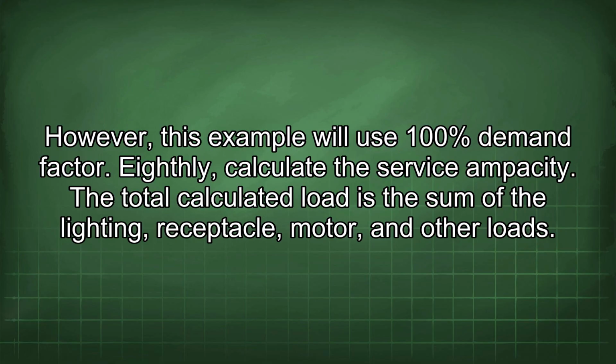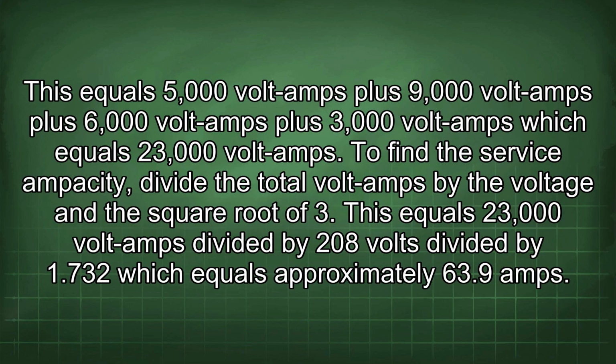Eighthly, calculate the service ampacity. The total calculated load is the sum of the lighting, receptacle, motor, and other loads. This equals 5,000 volt amps plus 9,000 volt amps plus 6,000 volt amps plus 3,000 volt amps, which equals 23,000 volt amps. To find the service ampacity, divide the total volt amps by the voltage and the square root of 3. This equals 23,000 volt amps divided by 208 volts divided by 1.732, which equals approximately 63.9 amps.